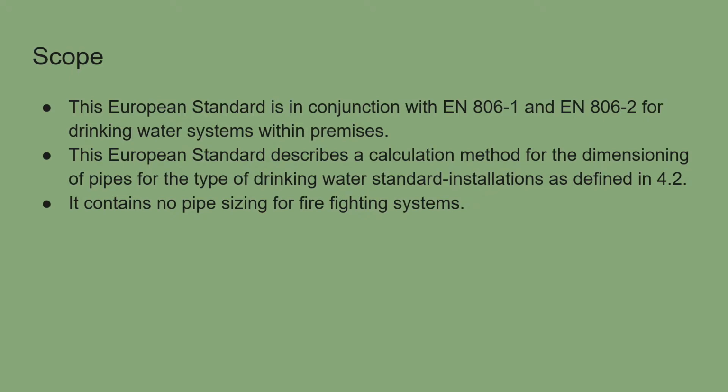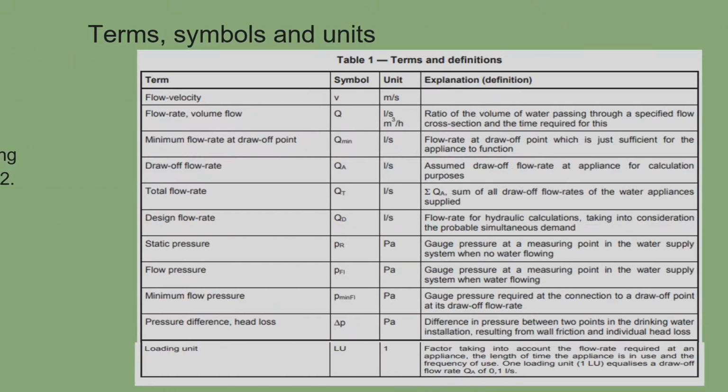So the scope of BS-EN 806 Part 3 is it takes everything that we've learned from Part 1 and Part 2 and amalgamates it, and then we use the pipe sizing to ensure that we meet the requirements as stated.